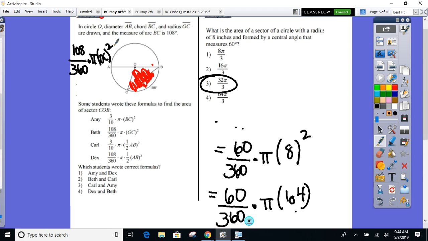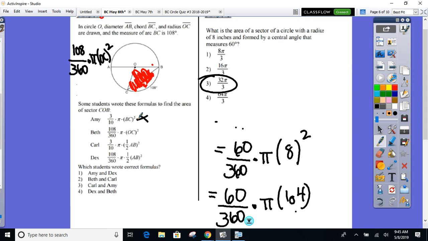All right, well, hate to break it to you, but 2 of these kids are embarrassments. They didn't do it right. So we're going to have to go through each one right now and say a yes or a no to them. Ready for Amy? Here's what she did. 3/10 times pi BC squared. What's the problem with Amy? BC, what's BC? Chord, we needed a radius. Amy, embarrassment.